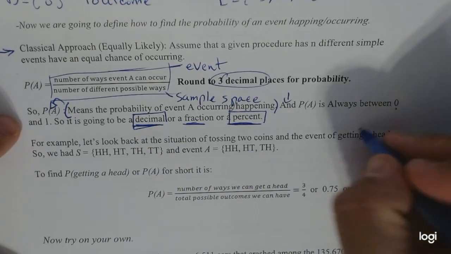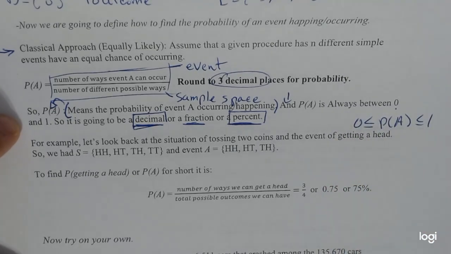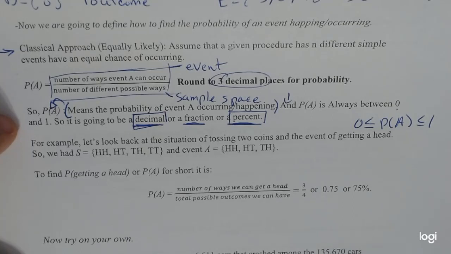So again, for you math majors or math people out there, the probability of A is always bounded between 0 and 1. It has to be a decimal itself. So if you get anything more than 1, it is automatically wrong. I don't even have to check it.